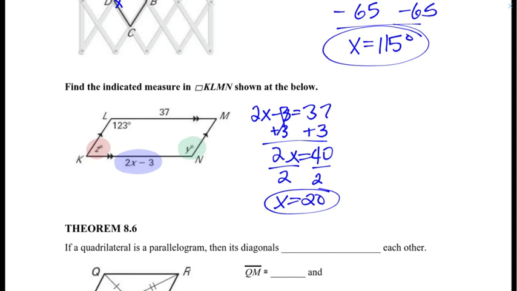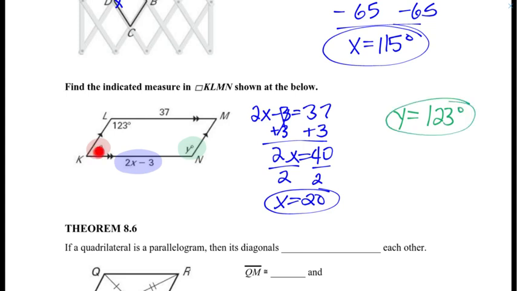If we're looking for the measure of angle y now, we see that's opposite angle L, so we know that those two angles have to be congruent. So again, without really any work, we know that the measure of angle y is going to have to be 123 degrees.